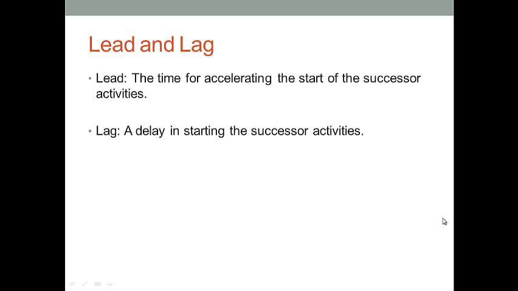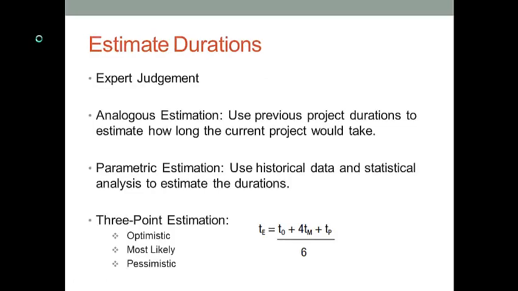Second, a lag. A lag is a delay when we complete the first activity. If we plan to complete the first activity in 7 days, but we actually used 10 days, then we will have a 3-day lag when we complete the first activity. When we design a project schedule, we also need to estimate the duration of each activity in our project.